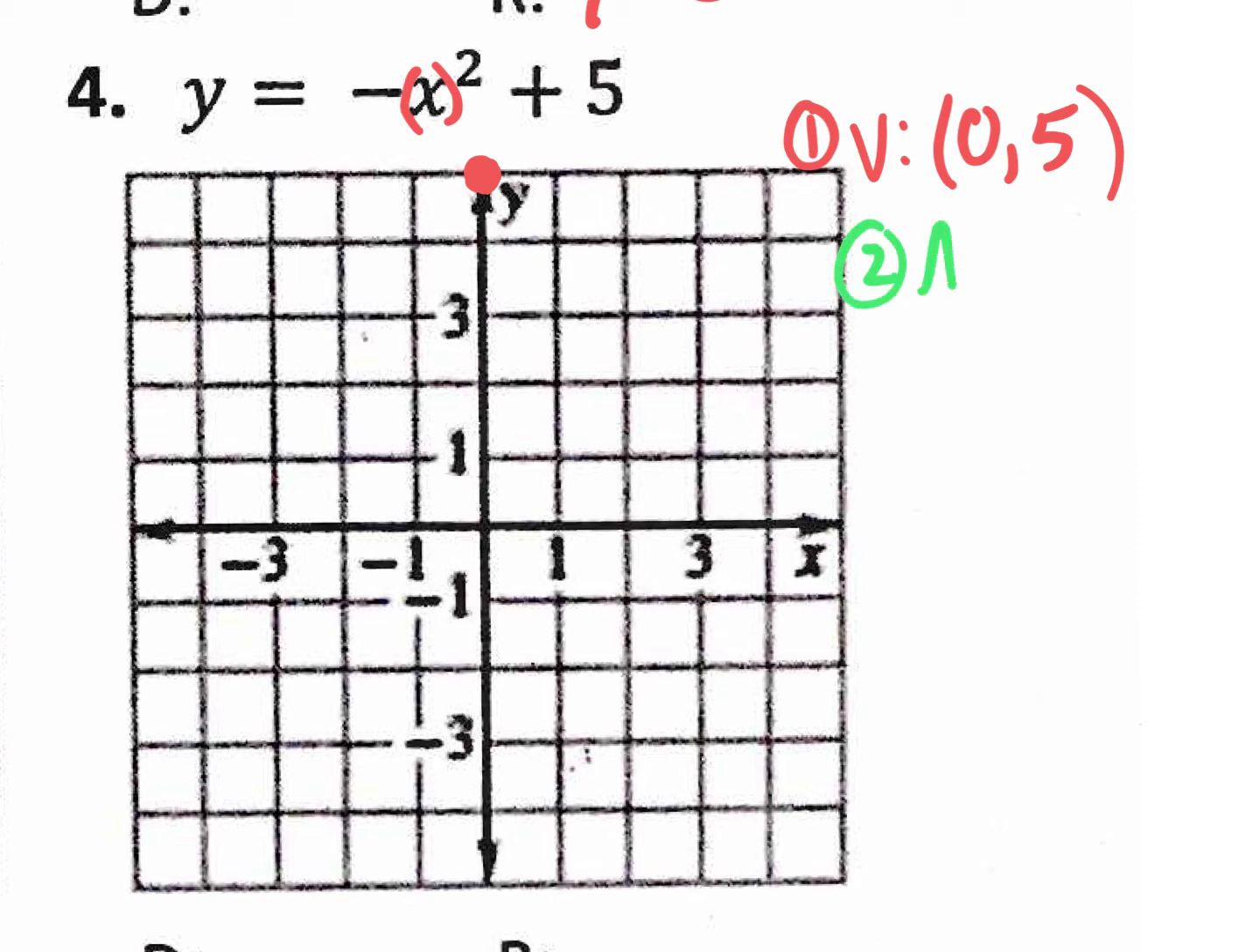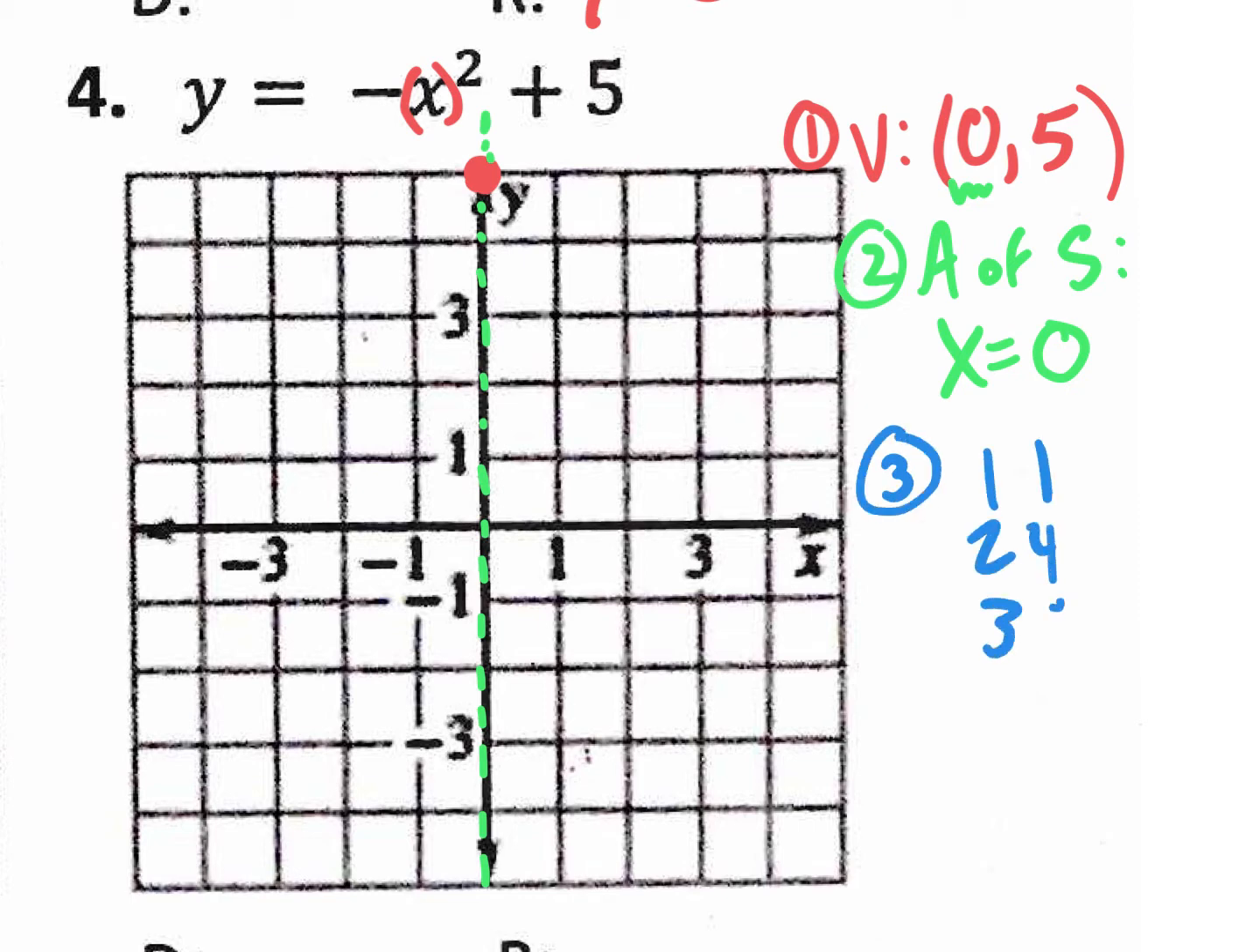Step 2, axis of symmetry. That would just be to draw this green dotted line, which happens to be your y-axis right there. But if I wanted the actual equation, like if the question said, what is the equation of the axis of symmetry of this parabola y equals negative x squared plus 5, the equation will be x equals 0, the x value of your vertex, the h value, right? And last but not least, the pattern is 1, 1, 2, 4, 3, 9.